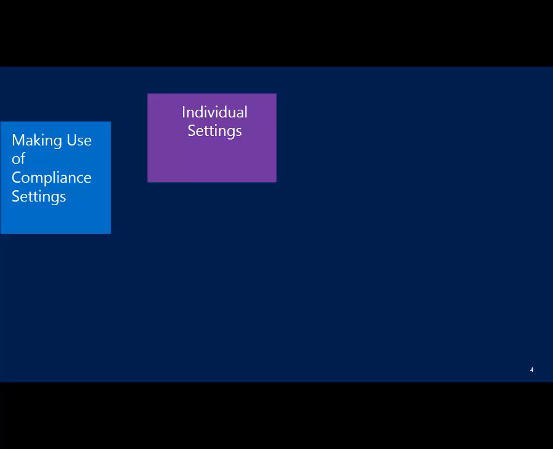So how do we make use of this thing called compliance settings? There's 3 big buckets that I kind of put there. It's my buckets, not official. But there's individual settings. So individual settings would be those things that might be a quick and dirty way, something that you want to check a particular item on a machine to see if it actually is in compliance.